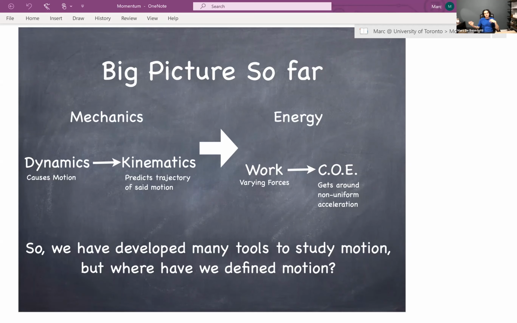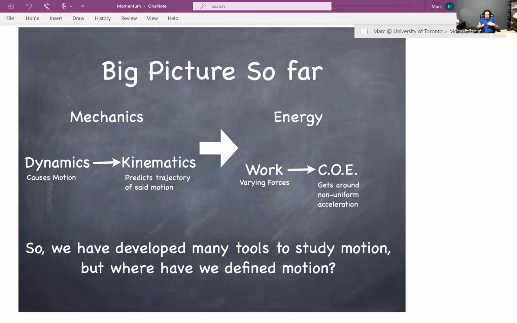Then we moved into energy, and energy was different. We didn't really draw free body diagrams. I know there were a few questions that needed piggybacking on dynamics, but for the most part, energy is self-contained. The notion of energy is an integral of force over a distance, and it's pretty much self-contained. Why did we need energy? It was because dynamics moving into kinematics did not satisfy our analysis needs, right?